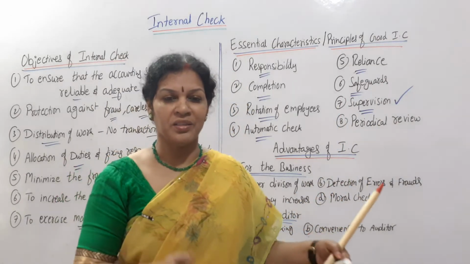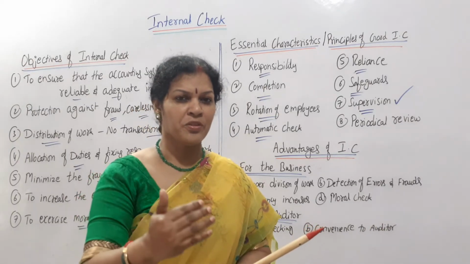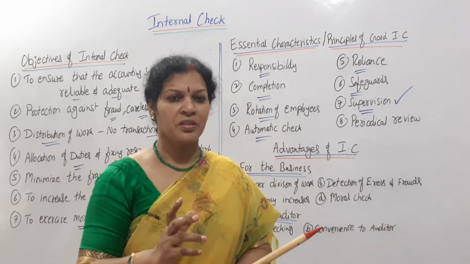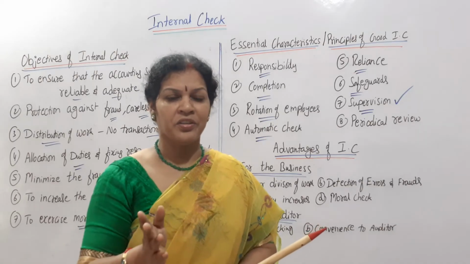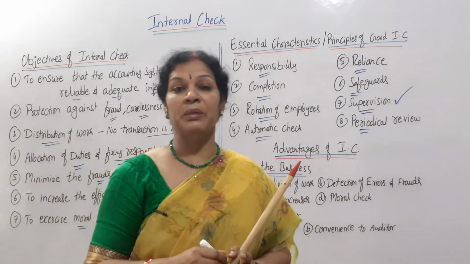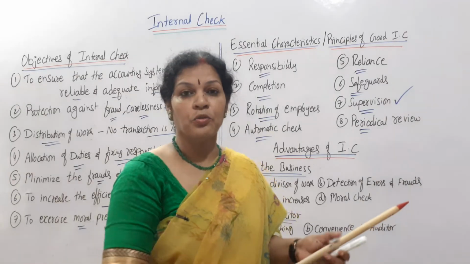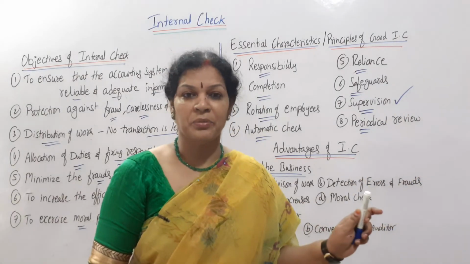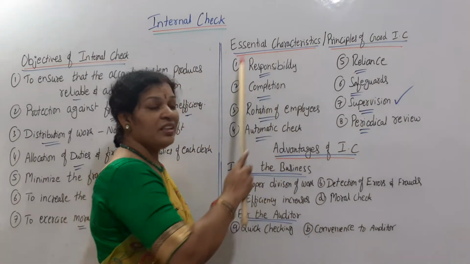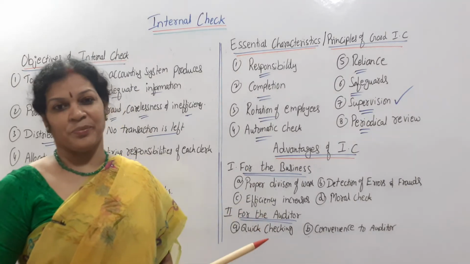Periodically you have to review how the internal check system is working, any changes are required, whether rotation is clear or not, the responsibilities and duties we have fixed, is it okay, are changes or alterations required. Periodical review you have to go. Unless you review, not only internal check, any policy you wanted to implement, it is not going to be successful, it is not going to give you 100% result. So these are the main characteristics which are required for a good internal check system.